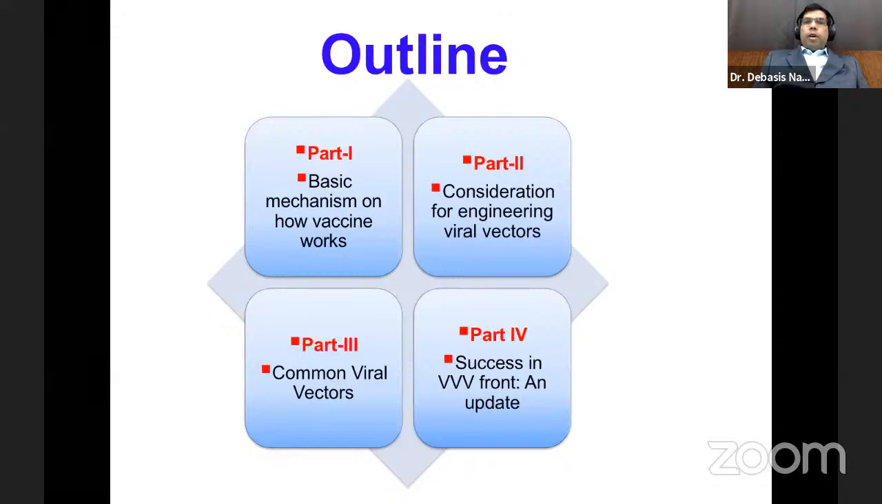For the sake of the academic presentation, I have divided this topic into four chapters, okay? Each chapter contains roughly 10 to 12 slides. In this, I will try to tell you how a vaccine works, what we need to consider to design a viral vector vaccine, what common viral vectors are available, what the success stories are, and what is ongoing within our laboratory as well as in other parts of the world regarding viral vector vaccines.